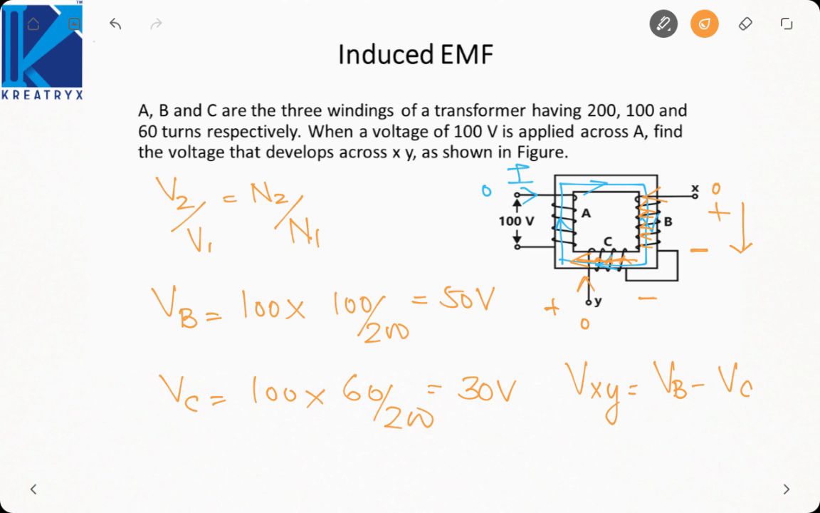Here we will go plus to minus, then minus to plus. So both are opposite polarity. So VB minus VC, that is 50 minus 30 equal to 20 volt. If it was plus minus, then plus minus, we would have added both the EMFs. So you will add or subtract the individual EMFs based on their polarity. Polarity can be found out using the dot convention.